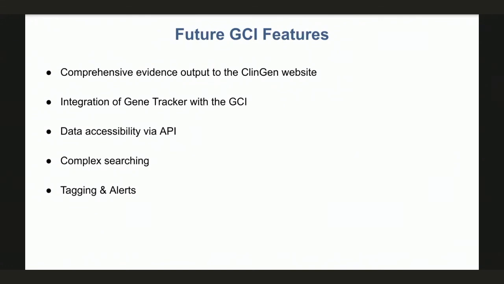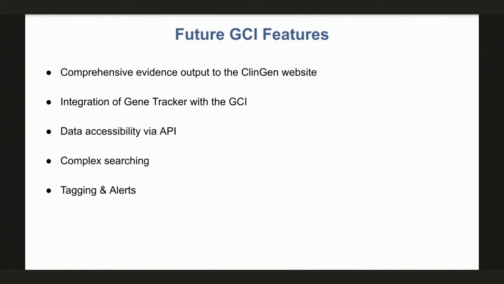Now we have several new features under consideration for the GCI. As I said a moment ago, our intention is to show the full suite of evidence that was assessed as part of a gene disease classification on the ClinGen website. And this new feature is going to be delivered very soon. The website team are working on that now.